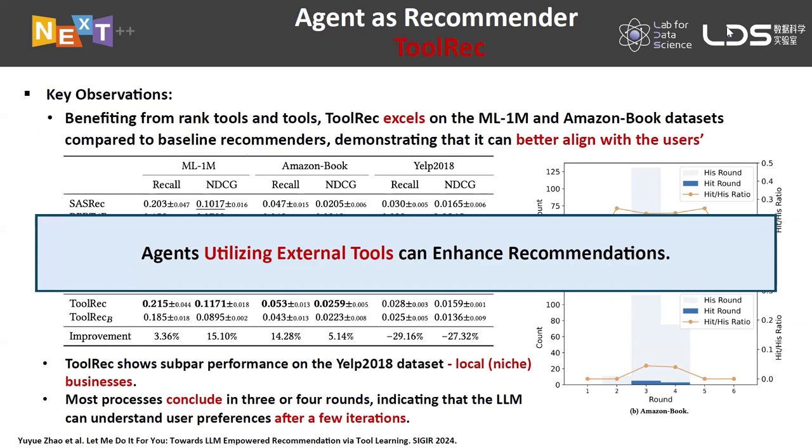Here are our observations, benefiting from the rank tools and the retrieval tools. ToolRank is good on the MovieLens 1 million and the Amazon book datasets compared to other baselines. It demonstrates that it can better align with the user's preference within rich information scenes. In some datasets like Yelp, a local business dataset, ToolRank shows subpar performance compared to the baseline, as the improvement is not that good. So the take-home message is that the agent can use external tools like recommender systems or re-rank models to enhance the recommendation results.